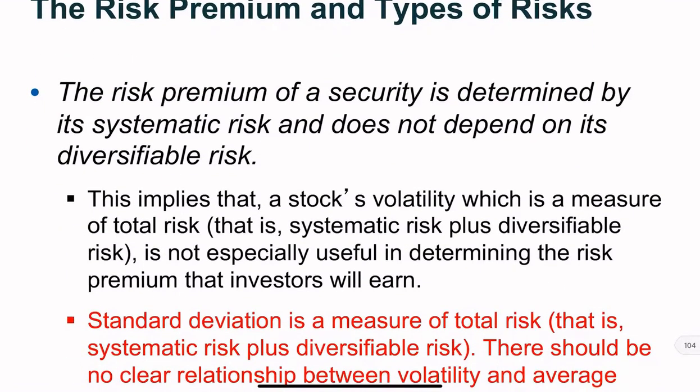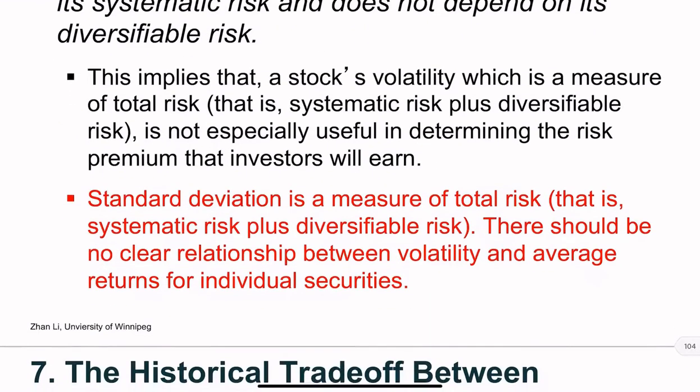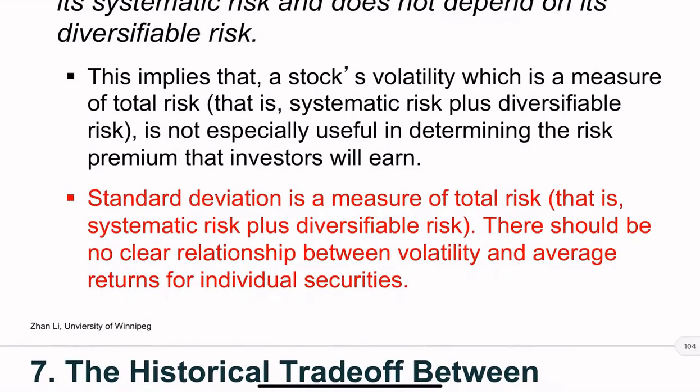Okay, now let's look at this second claim. The risk premium of a security is determined by its systematic risk and does not depend on its diversifiable risk. I won't repeat the reasoning here because we have talked about why this is the case. I just want to mention standard deviation as a measure of risk. Here you can see I have marked the comment in red.